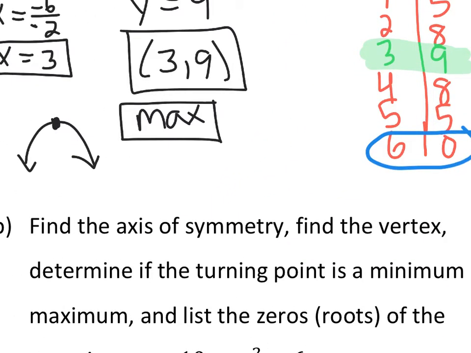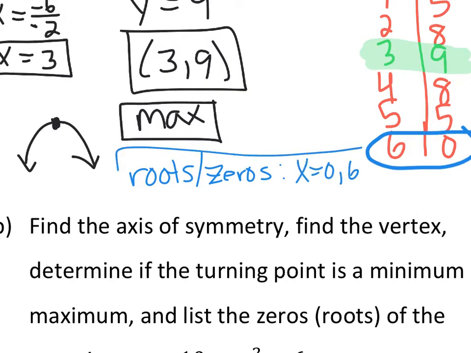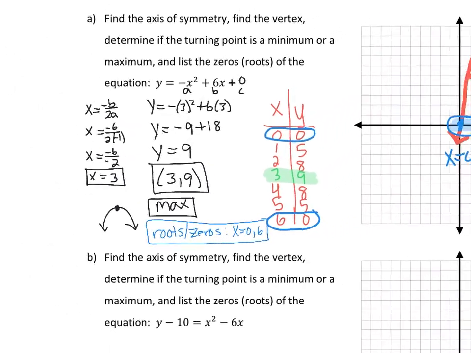So our roots, I'm running out of room here. Our roots, or zeros, are at x equals 0 and x equals 6. You can just show that with a comma. Let me zoom out so you can see the whole problem.